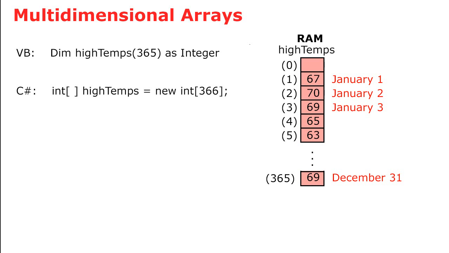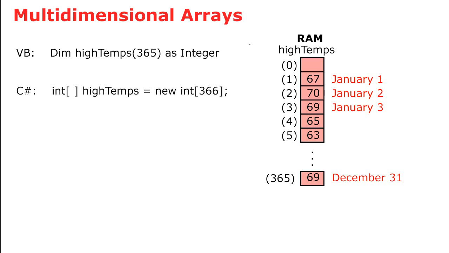Let's suppose we have a project in which we want to track the high temperature of every day of the year. I can create an array called high temps that would have 366 elements going from 0 to 365. Some programmers simply like to ignore element 0 and begin counting with 1. So element 1 would be the high temp for January 1st, element 2 the high temp for January 2nd, and so forth, until element 365 would be the temp for December 31st.